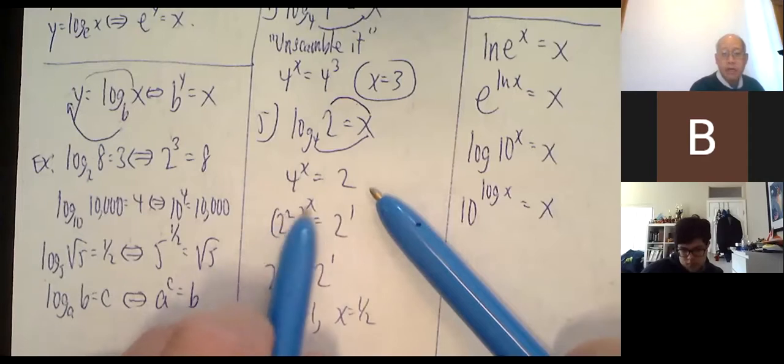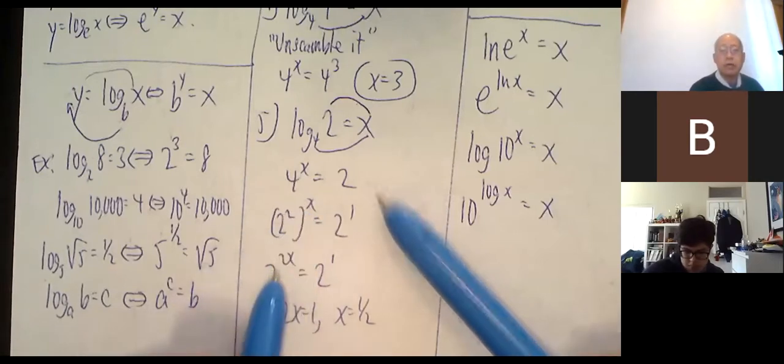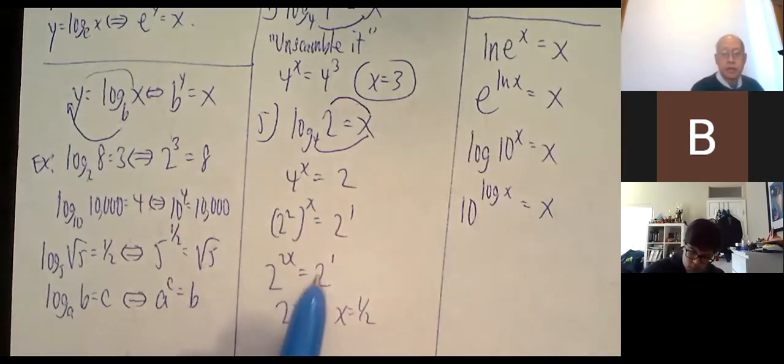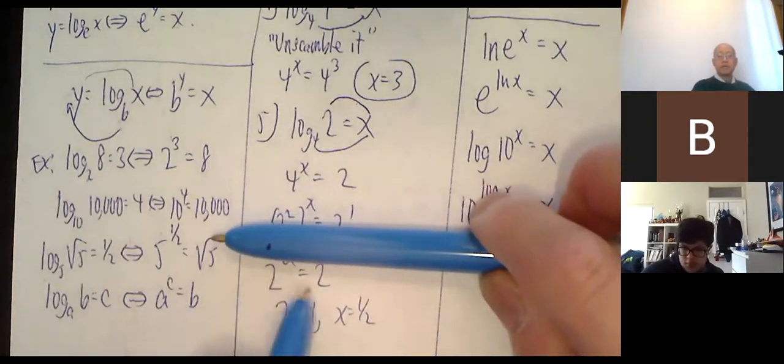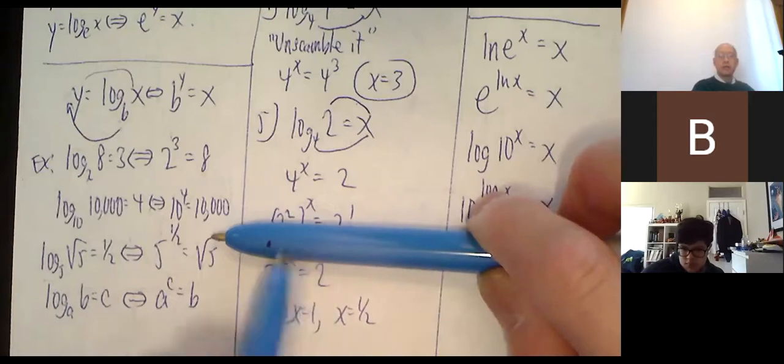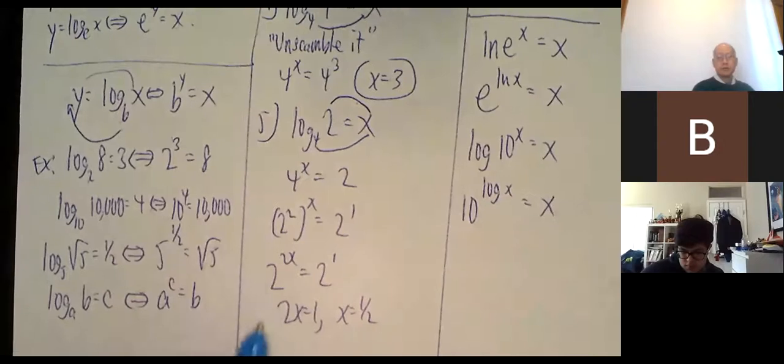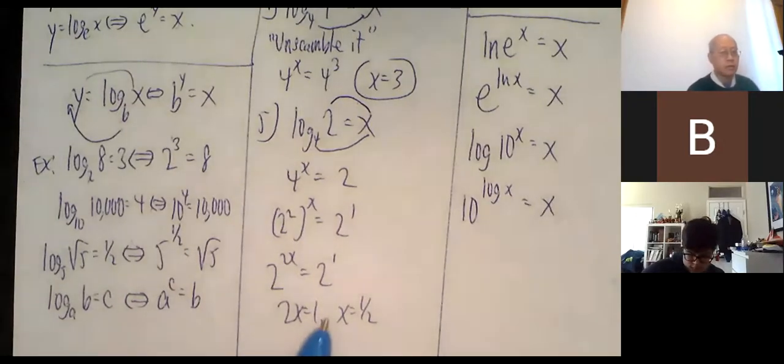Okay, if I have a power and then another power, I get to multiply the powers. 2 to the 2x equals 2 to the 1. So that's what I want. I got 2 to something equals 2 to something. So the two somethings have to be equal. So that's easy. 2x equals 1, x equals a half. Okay.